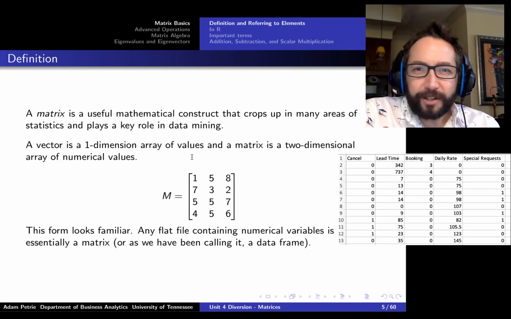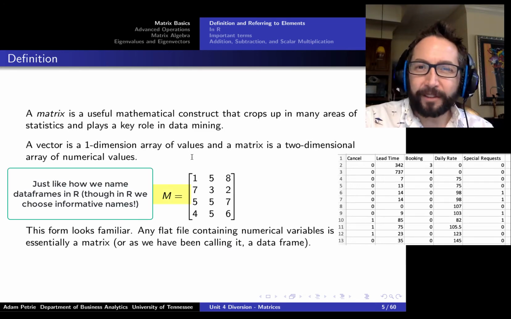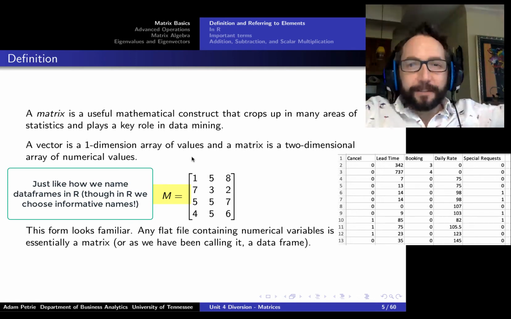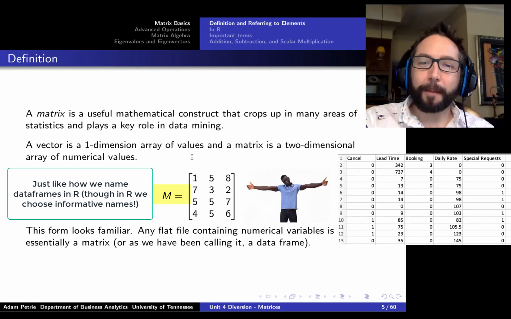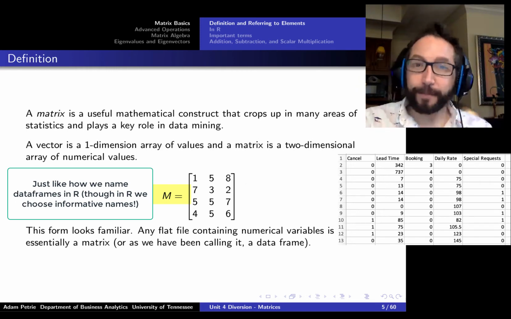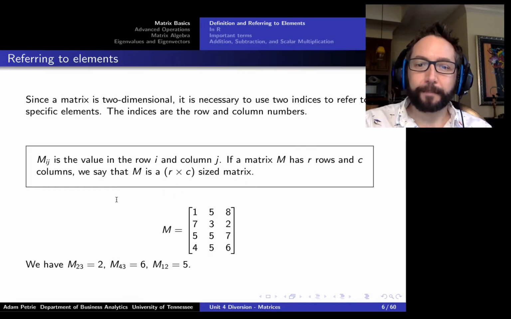So very often we'll just call our matrix capital M, and the way that we'll represent the matrix itself is by drawing a massive set of square brackets and then populating the rows and the columns of that matrix so that it looks very much like a data frame.